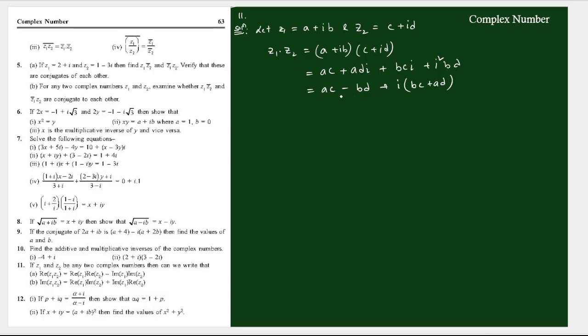Now the real part will be how much? This one, and this is the imaginary part. So real part of z1 z2 is how much? ac minus bd, and then imaginary part of z1 z2, this is how much? bc plus ad, right?